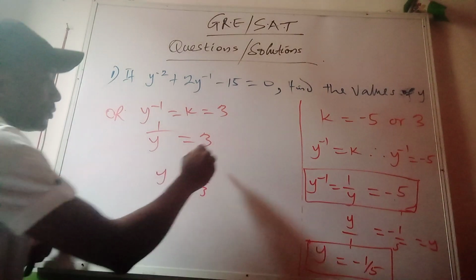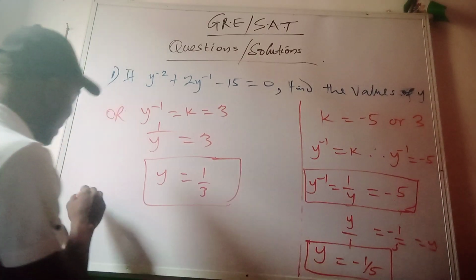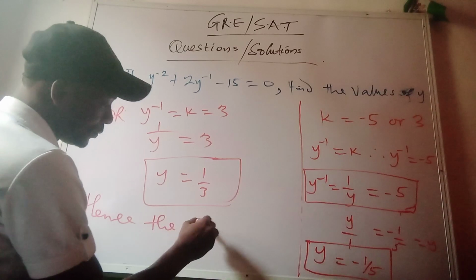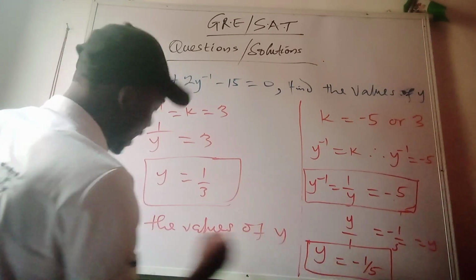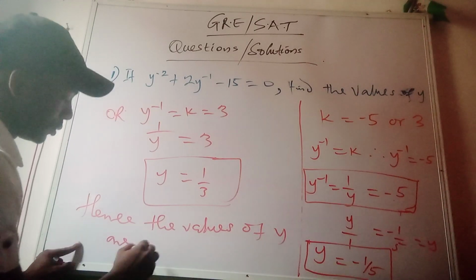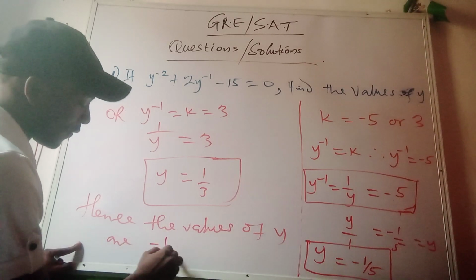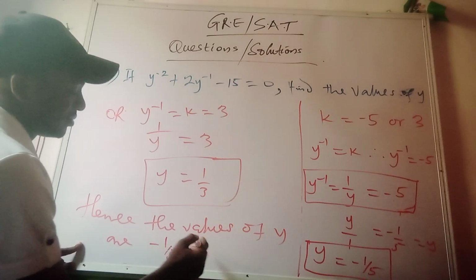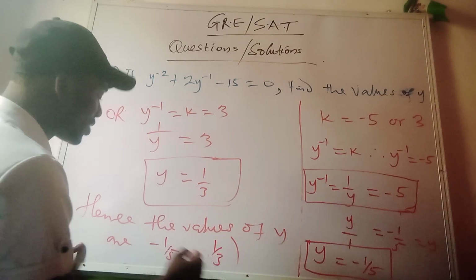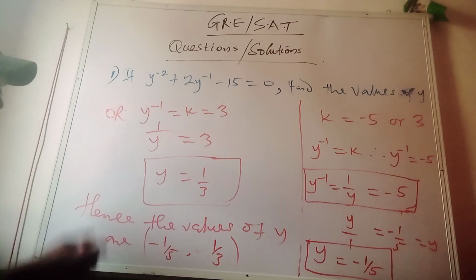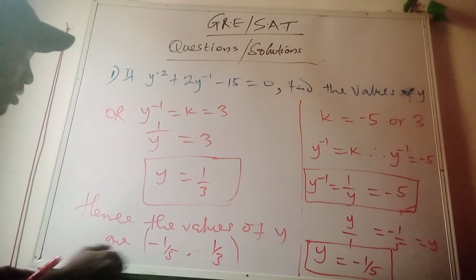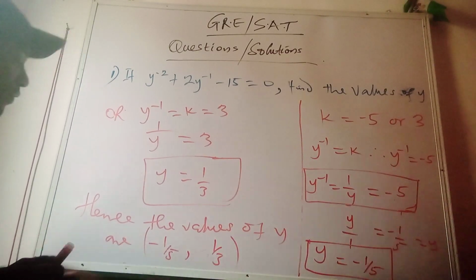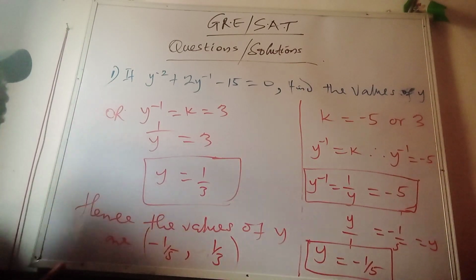That is it. So the values of y, hence, the values of y are minus 1 over 5, or you can say comma 1 over 3. And some questions can tell you what is the positive values of y. If they say positive values of y, the positive value of y will be 1 over 3. But when they say values of y, you have this.